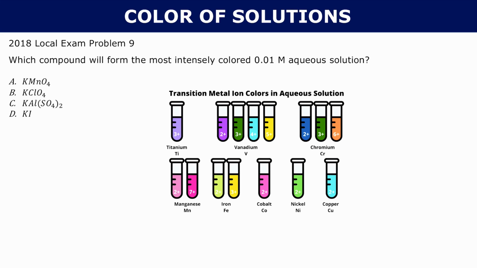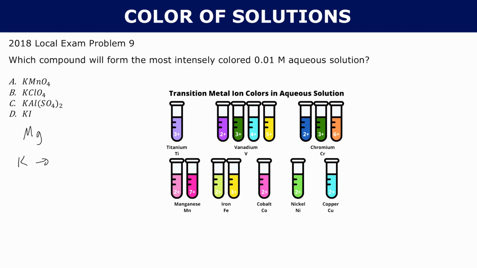Which compound will form the most intensely colored 0.01 molar aqueous solution? Okay, so let's go through all the answer choices. First of all, we have KMnO4. The transition metal that we're dealing with here is going to be the manganese. But the manganese could have different colors based on the charge of it. So what's going to be the charge of manganese in this compound here?